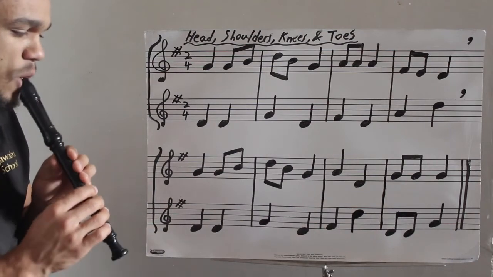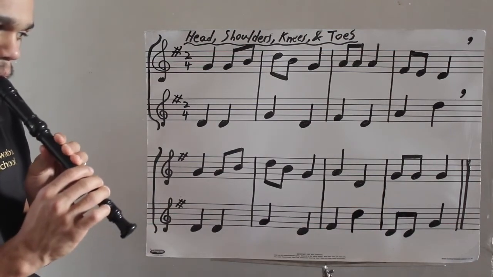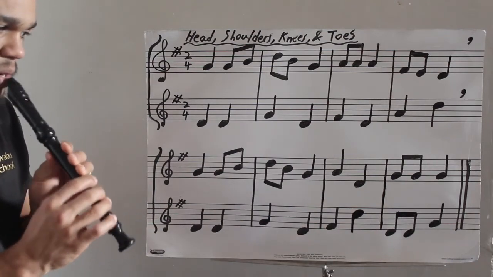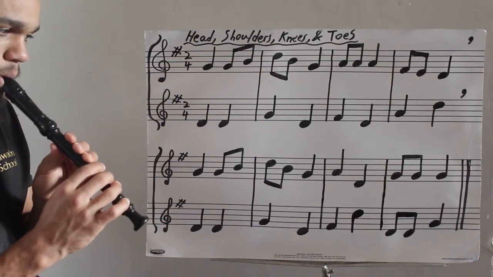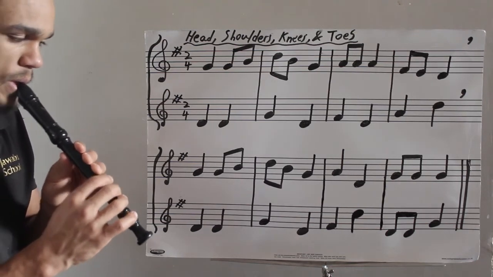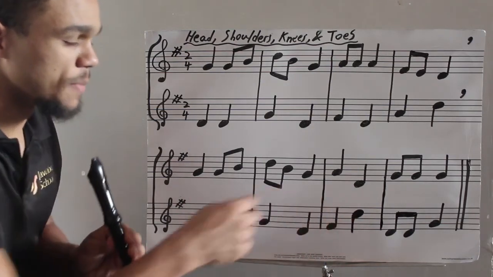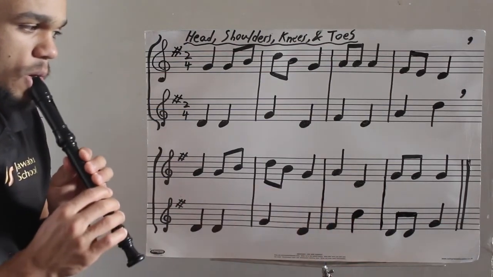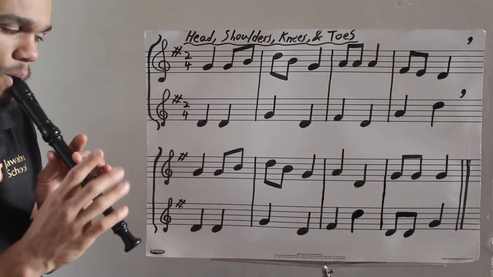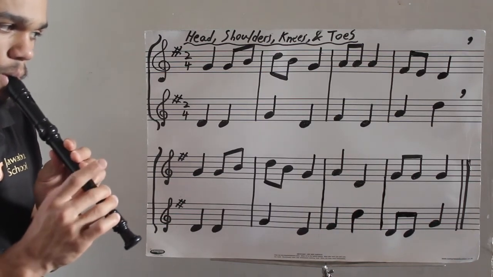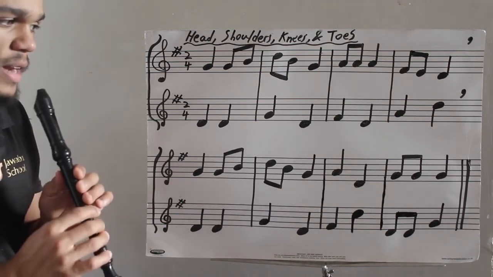So let's try and play bar number five and bar number six. Three, go. Go. Let's take it to bar number seven. Big leap from F sharp to high D. Let's try it. Three, go. Again. Last time.